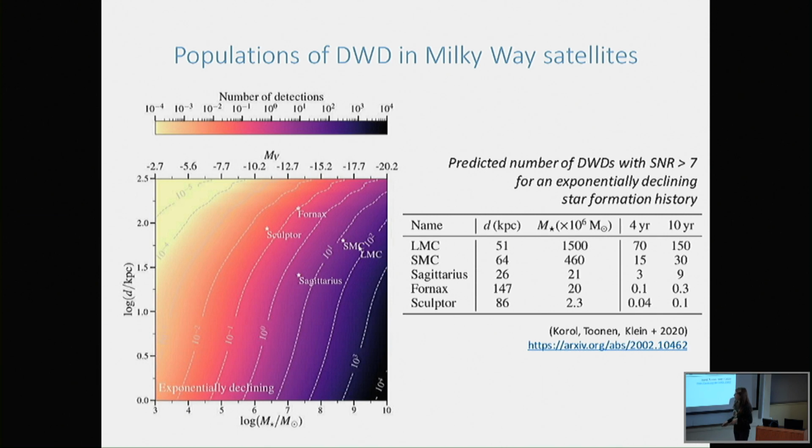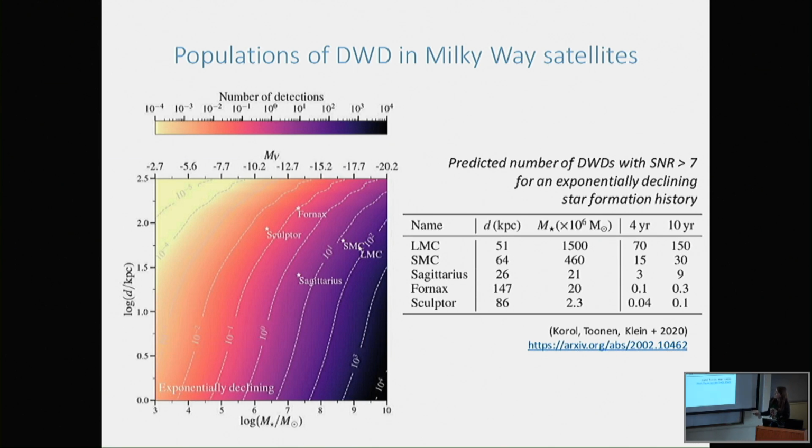So what we found is that in satellites with masses less than 10 to the 6 solar masses, it is unlikely to have LISA detections because they are just not massive enough to produce such rare binaries. But if we go to higher masses, for example between 10 to the 6 and 10 to the 7, we can start having detections up to a few tens of kiloparsecs. So for example, the Sagittarius dwarf galaxy will be visible by LISA.